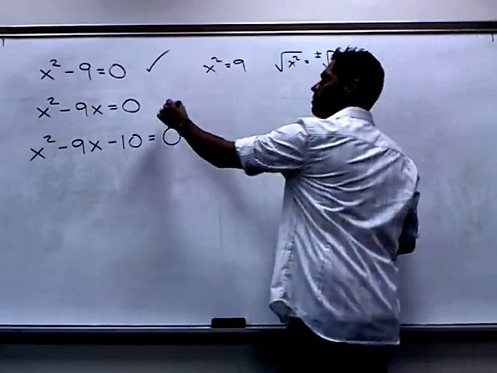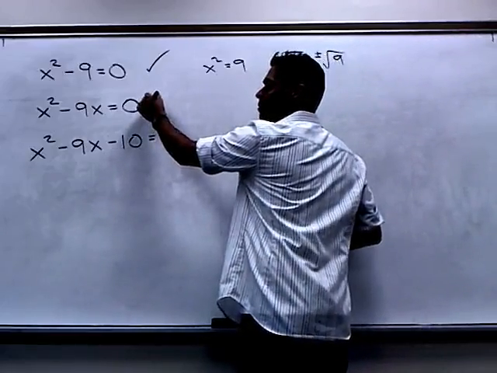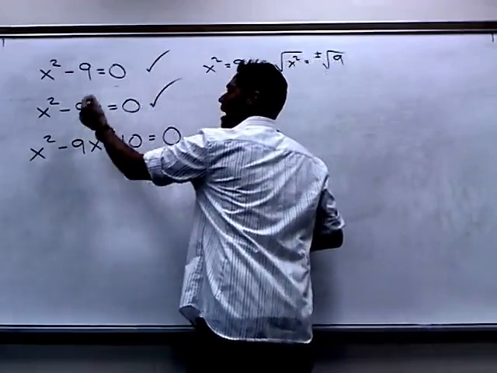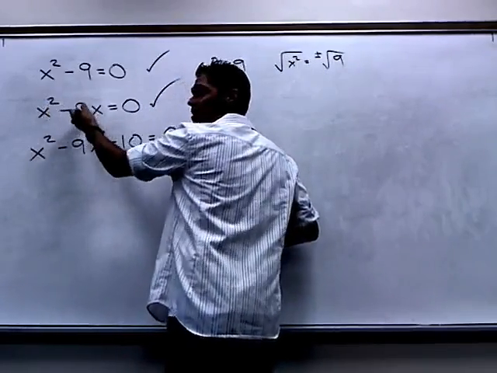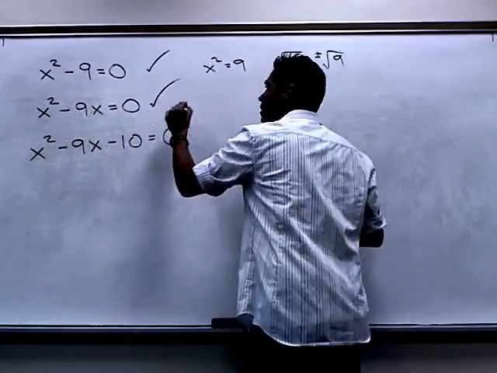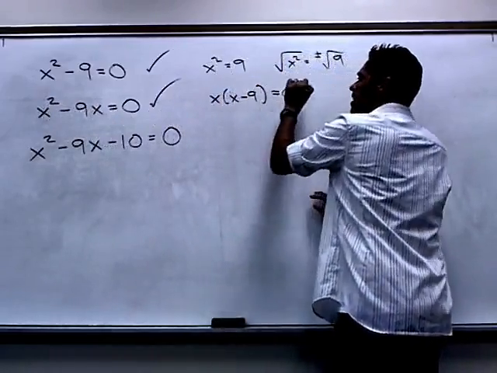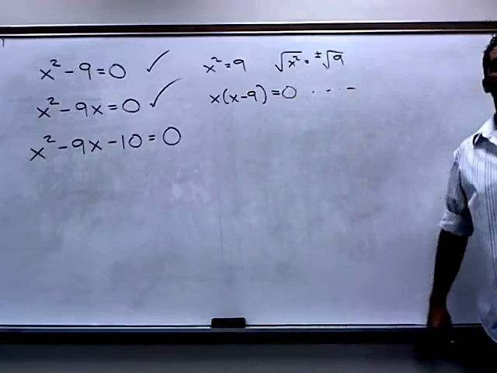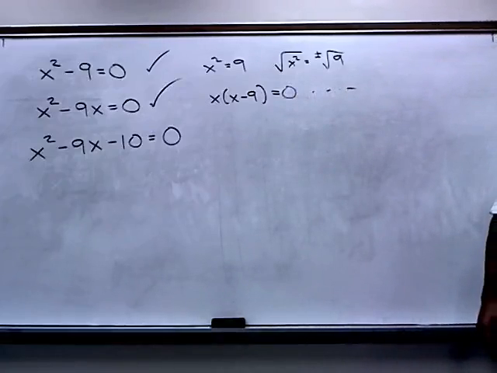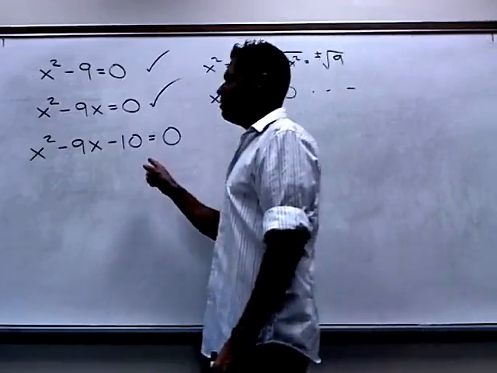This one, could we do it? Yes, because we have x squared, then we have an x in here, right? And so what we would do is GCF. And then we set each of those equal to 0, right? I'm not going to work it out. Yes? Okay.